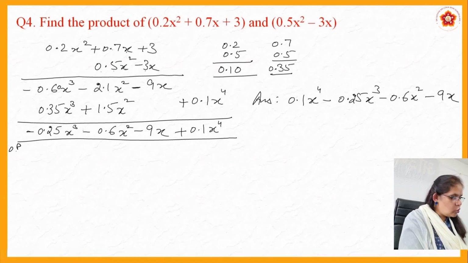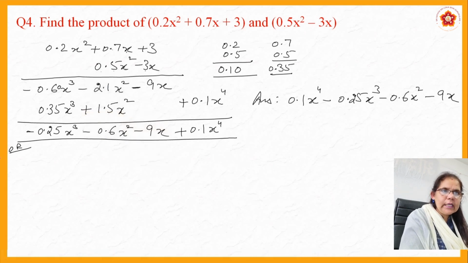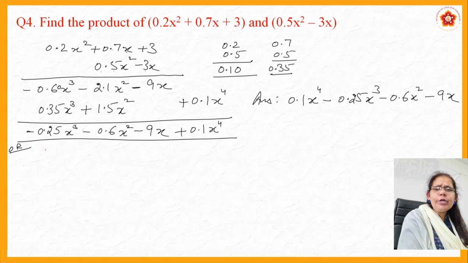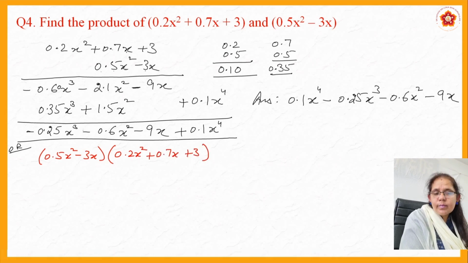Now let us try to do the same question by another method, and then you can follow whichever method you feel is easier. I'll write down the product now. It is 2 into 3 or 3 into 2, it is the same thing. So I'll write down 0.5x square minus 3x first, and 0.2x square plus 0.7x plus 3 as the second term.